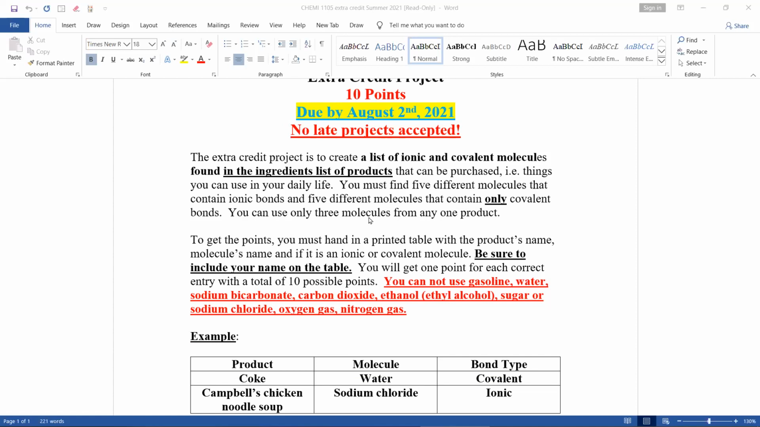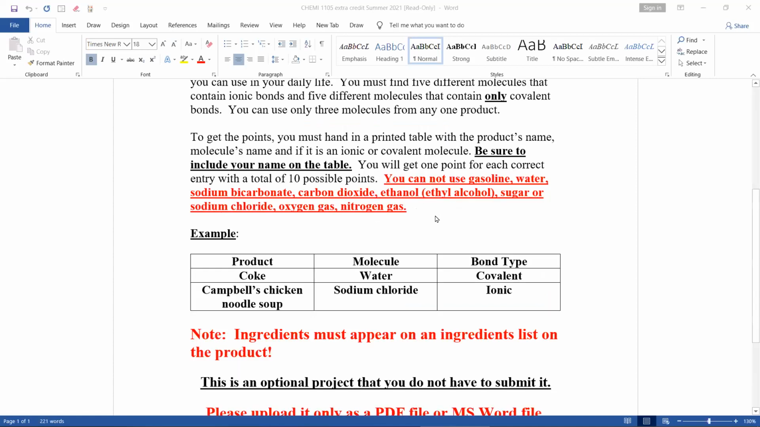You can only use 3 molecules from one product. Now, to get the points, you have to hand in a printed table, or if you don't have a printer, handwritten, with the product name, the molecule's name in the ingredients list, and if it's ionic or covalent. By the way, be sure to put your name on the table. You'll get 1 point for each correct entry with a total of 10 possible points.